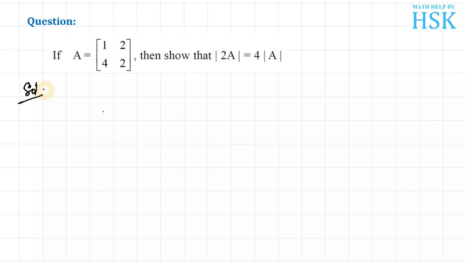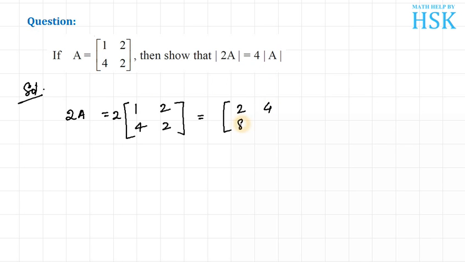Now to solve the question, first of all, I take A equal to [1, 2; 4, 2]. Therefore 2A would be equal to 2 times the matrix A. And we know that whenever a number multiplies a matrix, it multiplies with each element of the matrix. So this will be equal to 2 ones are 2, 2 twos are 4, 2 fours are 8, 2 twos are 4. Okay, so we get 2 times the matrix A.